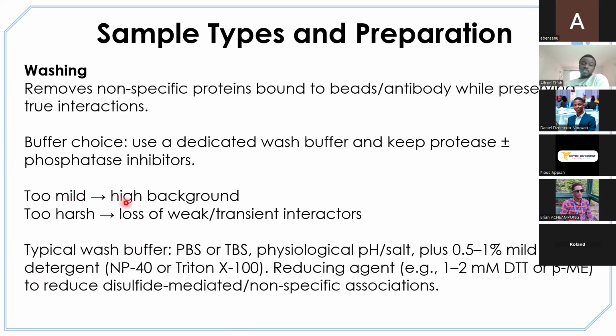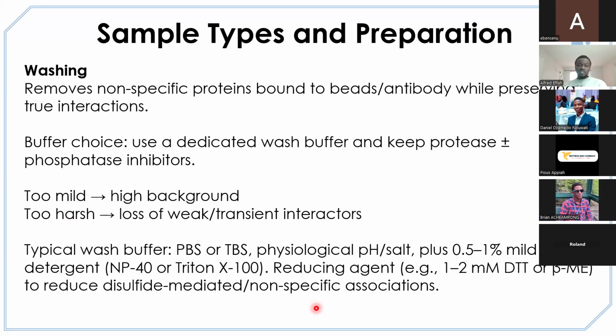Now, one thing is that when your washing is too mild, okay, you end up with a very high background, which in the end you might have to come back and then optimize again. And when it is also too harsh, it means that you're going to lose the interaction. When you have a very weak interaction, you're going to disrupt it. So it should be kind of moderate, in between mild and harsh. So it all comes down to the point that you have to optimize the washing steps, all the steps: the lysis buffer, the washing steps, even the antibodies you are working with, the incubation period and everything. Make sure you modify, because it is very important.